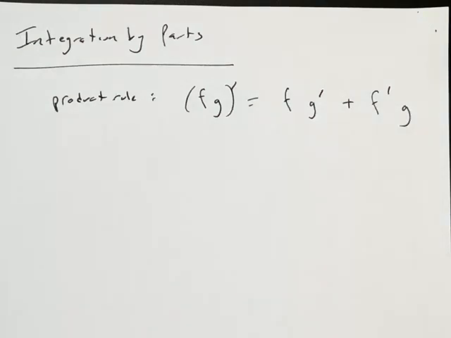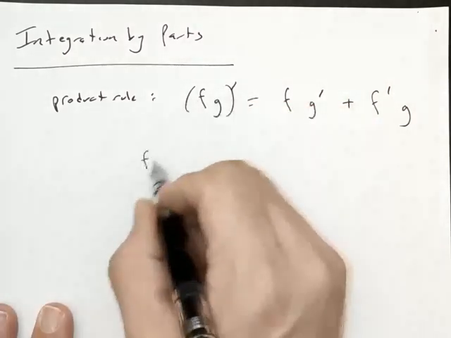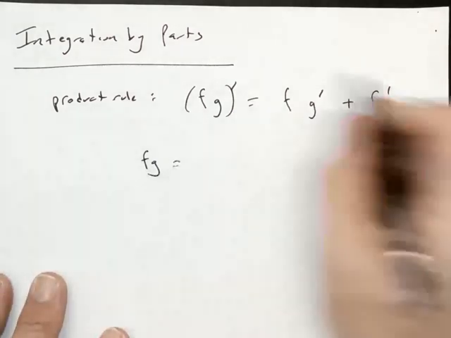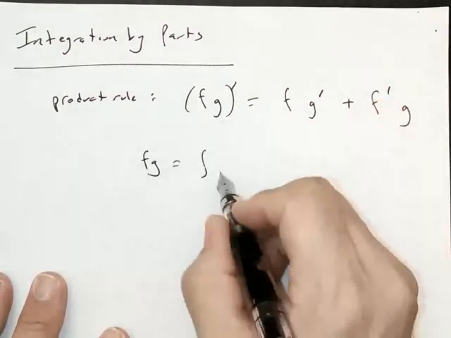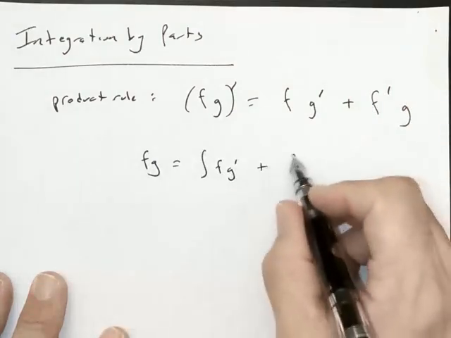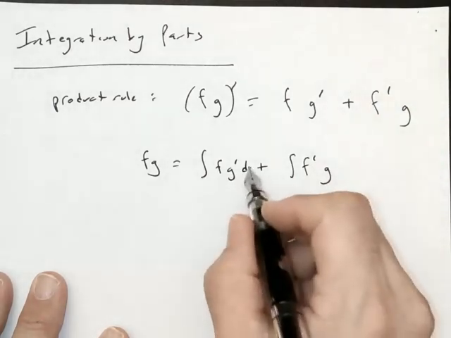Let me take this same rule and write it with antiderivatives in it. So if I have this idea, the antiderivative of that is fg. But that means that fg is the antiderivative of this. And those are integrals dx.